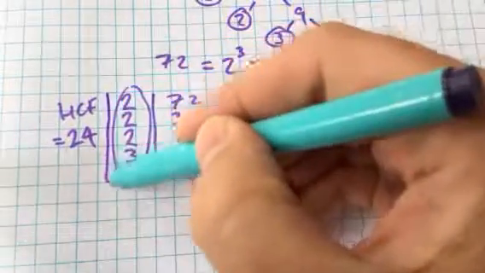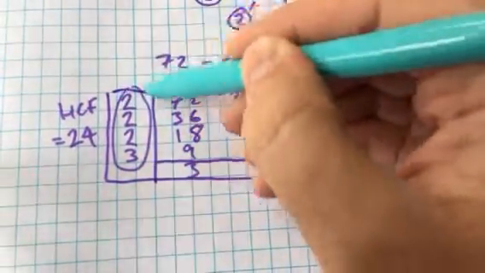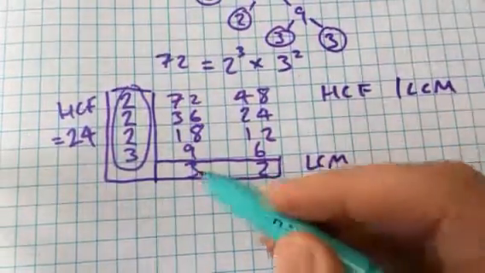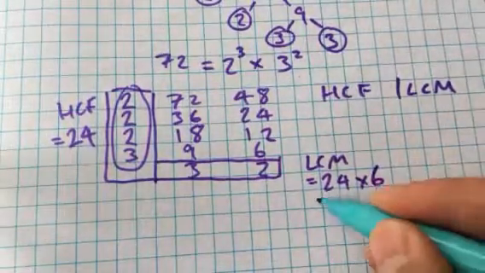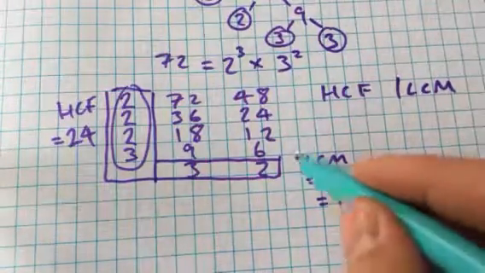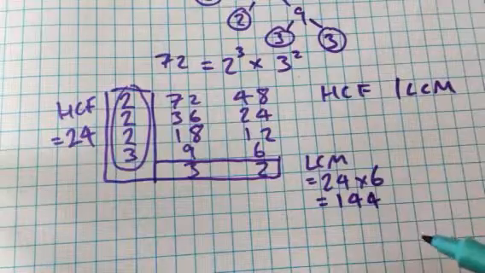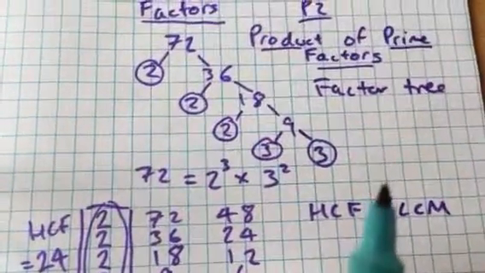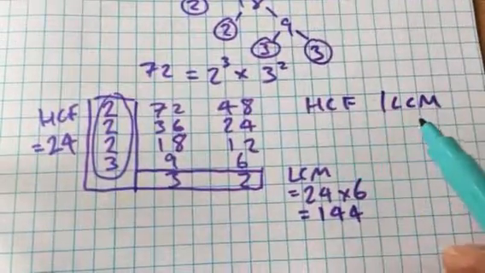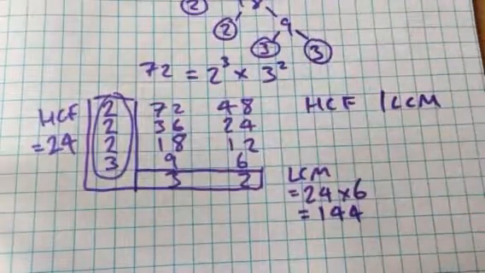Now if I look at this L shape here, that gives me the lowest common multiple, 24 times 3 times 2, 24 times 6, which will give me 144, and that's the lowest common multiple. Okay, so that was just quickly going over factors, product of prime factors, and highest common factor, lowest common multiple in this table method.